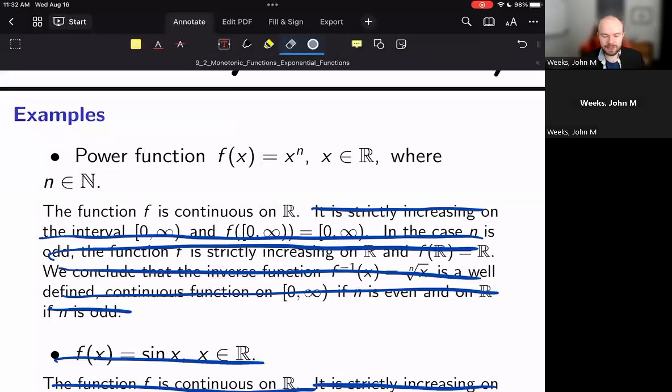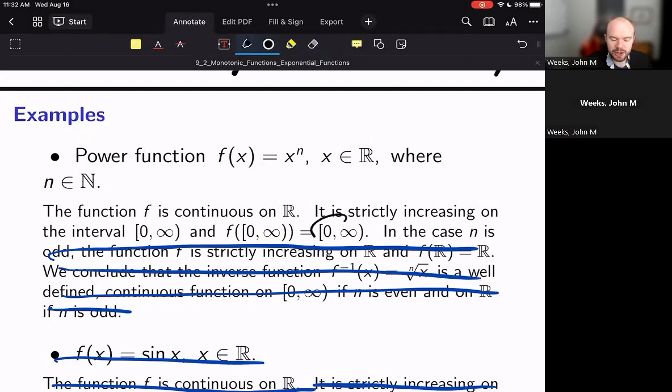The function f is continuous on R. Let's take a look at what that means. So we can use that first part for that previous theorem. It is also strictly increasing on a particular interval, the interval going from 0 to infinity, including 0. And we can note that the range is going to be the same interval.